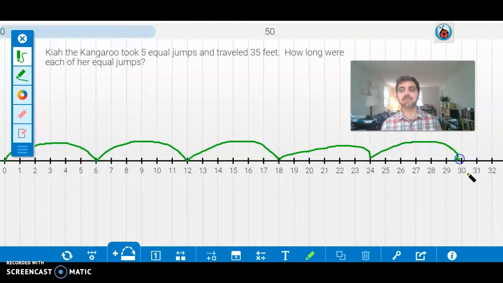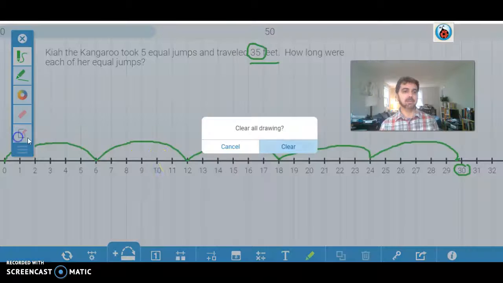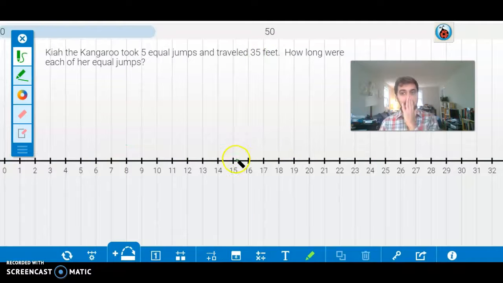Oh, five jumps of six lands on 30. But we need to get to 35. So that did not work either. So let's erase that. All right, should we try 7 or 8? What do you think? All right, let's just keep going.